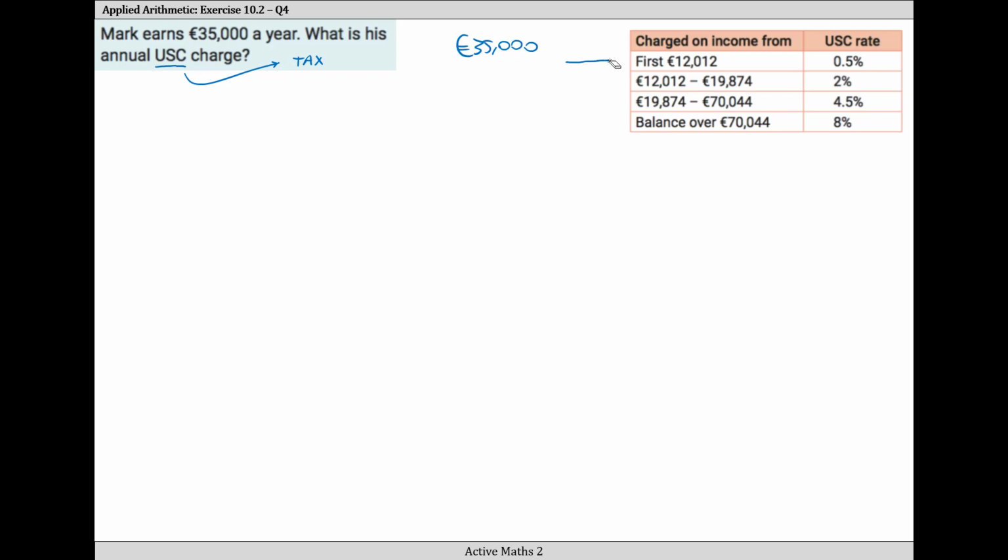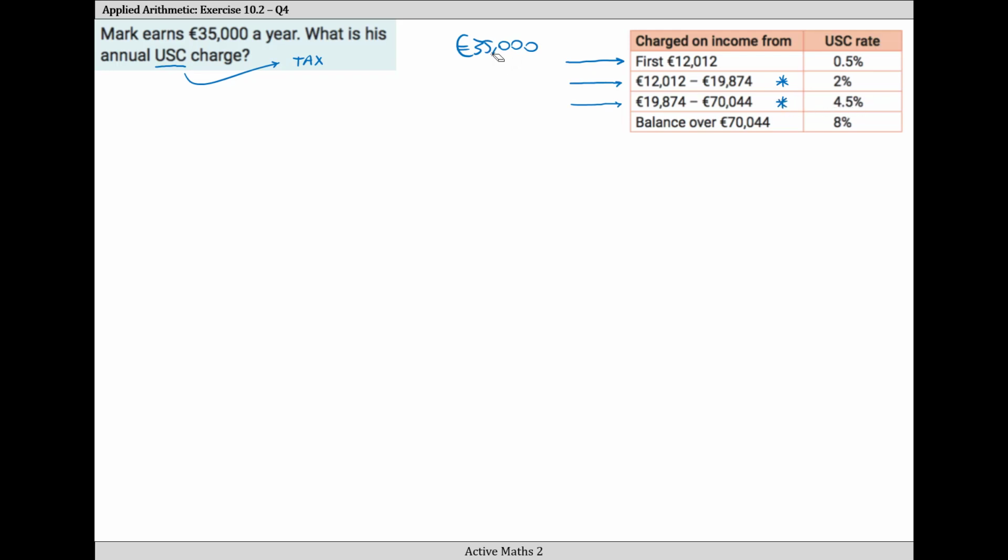So the first 12,012 euros of the 35,000 euros is going to be charged USC at 0.5%. The next amount, the amount between 12,012 euros and 19,874 euros, is going to be charged at 2%. And in a minute, we're going to find just what that amount of money is. The balance, so whatever he earns over 19,874, but less than obviously the 70,044, will be charged at 4.5%.